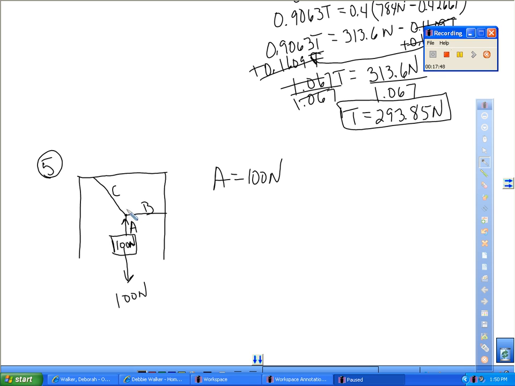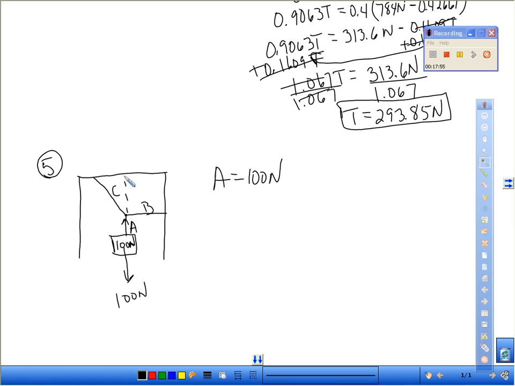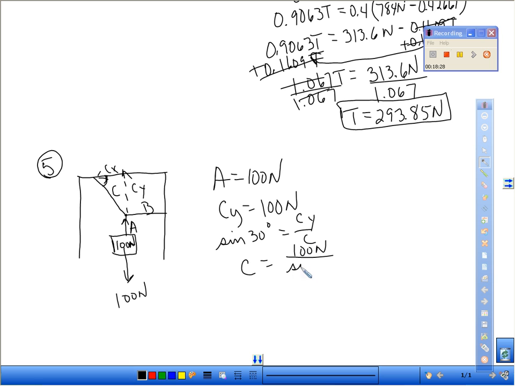Now, if you were to look at C, it really can be resolved into a CY and a CX. CY must also be 100 newtons because it's my only vertical force. So if I know that this angle here is 30, I can say that the sine of 30 degrees is equal to CY over the hypotenuse, or C is equal to 100 newtons divided by the sine of 30. The sine of 30 happens to be 1/2, so 100 divided by 1/2 is 200 newtons.